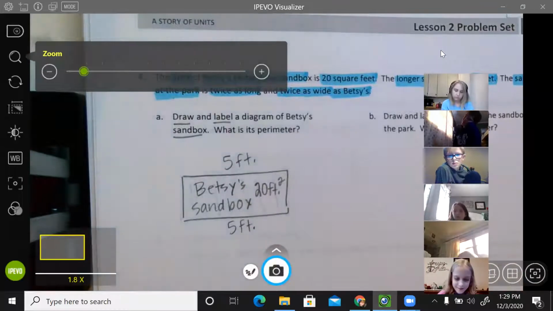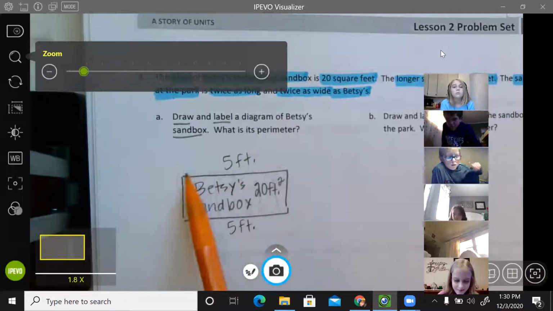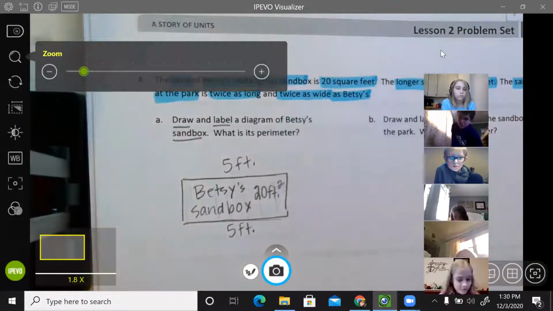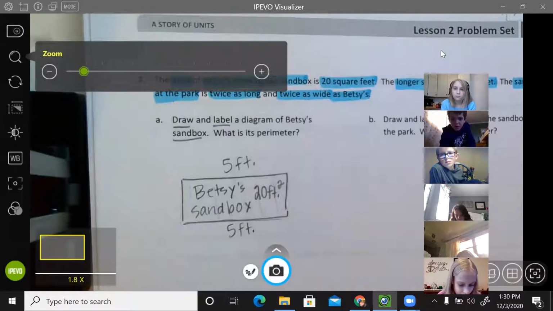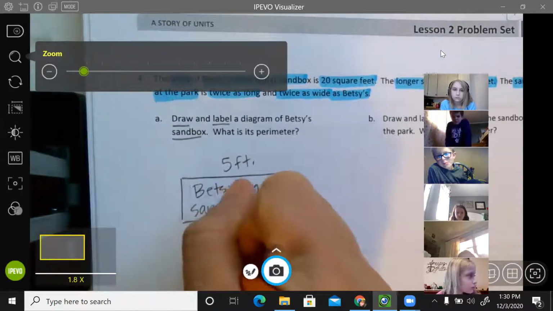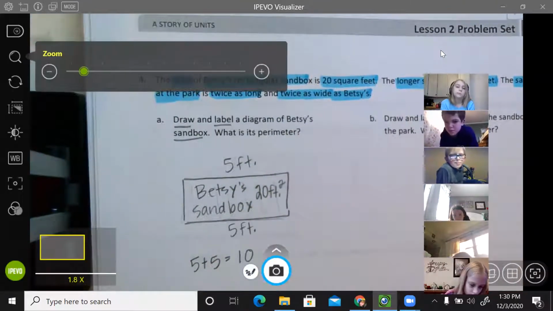So I know, Reese, I'm coming to you next, honey. I know that the inside is 20 feet. This length is 5 feet. This length is 5 feet. What else do I need to know to find the perimeter? That like you have to add those two together. What do I need to add together? The 5 feet and the other 5 feet. Okay, so if I add 5 plus 5, what does that give me? 10. Okay, so what does that tell me? How is that my perimeter? No. Okay, because what am I missing?